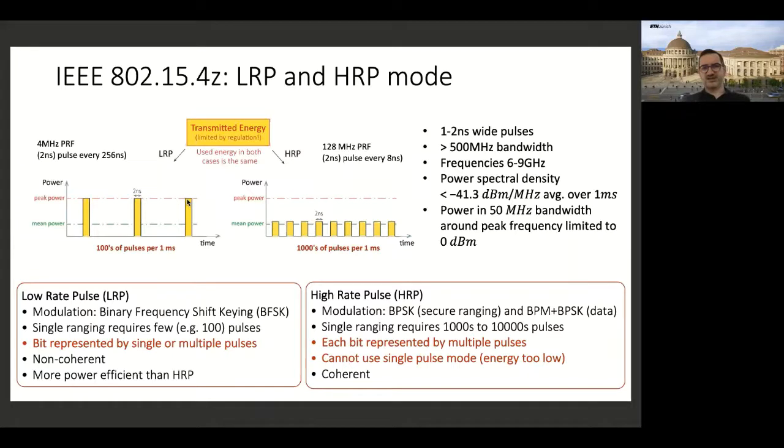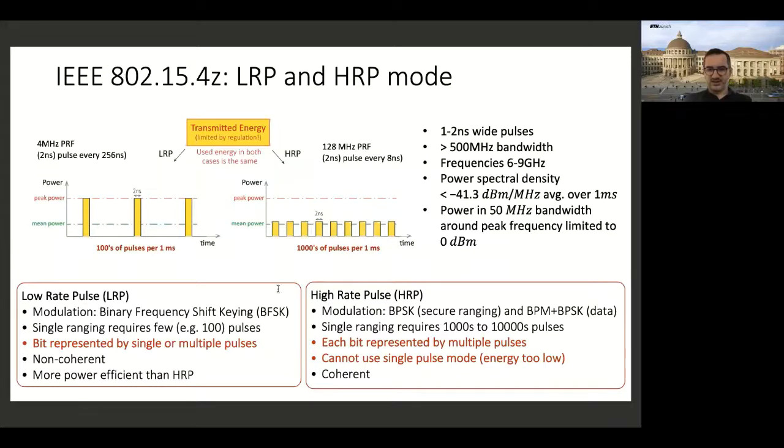Now, this means that essentially in the LRP mode, where you transmit few pulses, and these pulses are roughly hundreds of nanoseconds apart, these pulses are strong enough to be seen by the receiver for most applications, and that means that you have a choice to represent each bit by single or multiple pulses, right? And also this somewhat simplified design. I mean, as another choice in LRP is that this is a non-coherent receiver, so it's somewhat simpler to build.